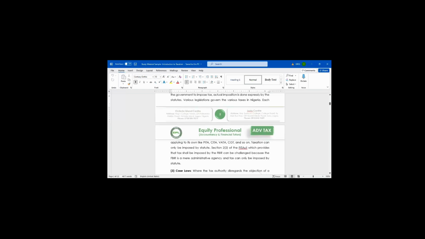Examples of such laws: Personal Income Tax Act, Company Income Tax Act, Value Added Tax Act, Capital Gains Tax Act, Finance Act. The recent one that they are deliberating on now, that they are yet to approve, the Tax Reform Act. All these are statutory laws because they passed through the legislative arm of government, and they are specifically designed for the purpose of taxation.